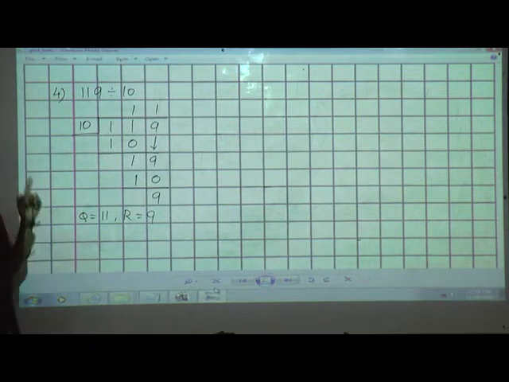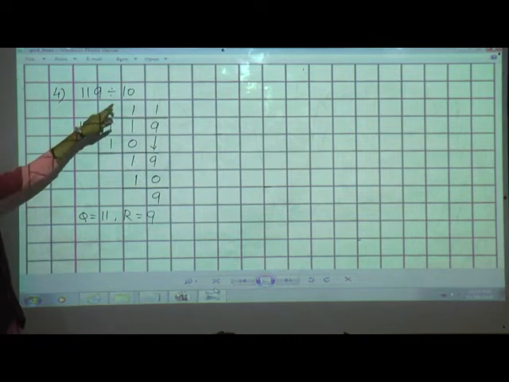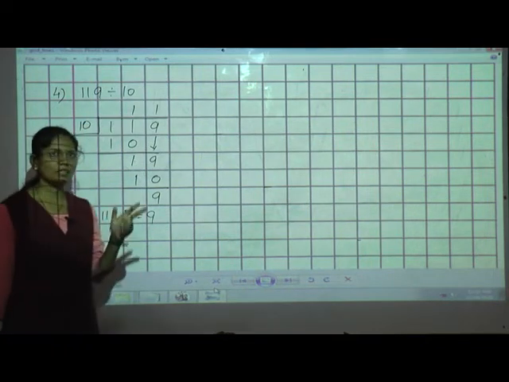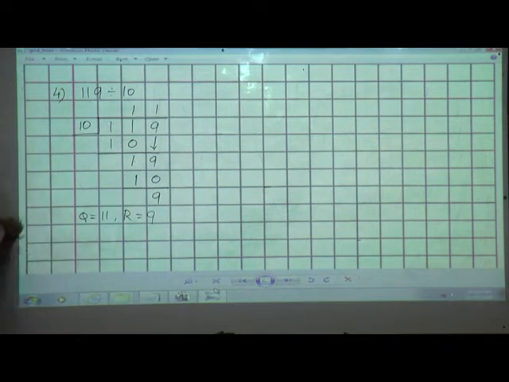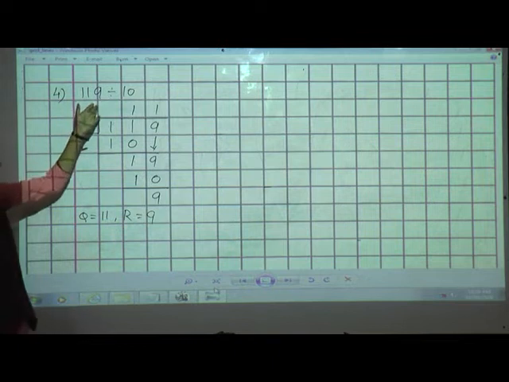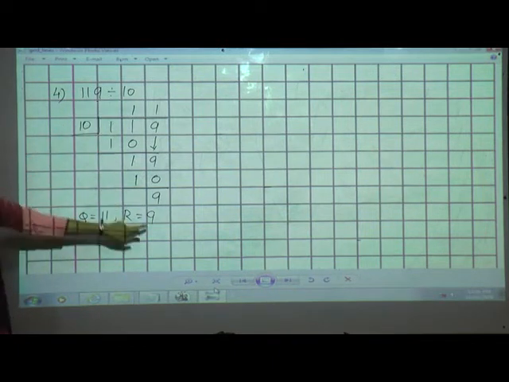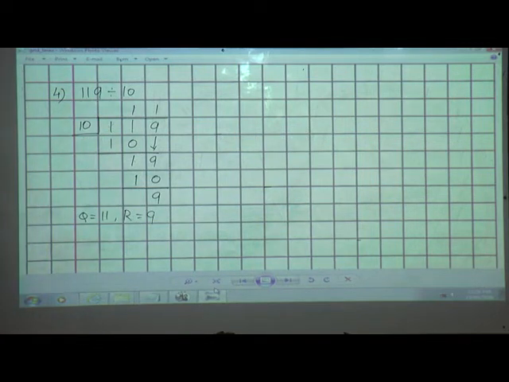Means students, without solving also you can say the answer. See, if the divisor is 10, then without solving, by looking at the number only, you can say the answer. So here in 119, 9 is at the ones place. So after solving we got the remainder 9 and 11 is the quotient. Okay. Now we'll take the next example, that is the fifth one, 516 by 10.